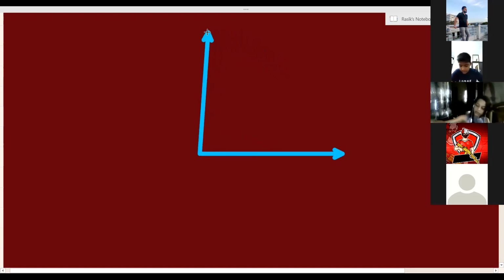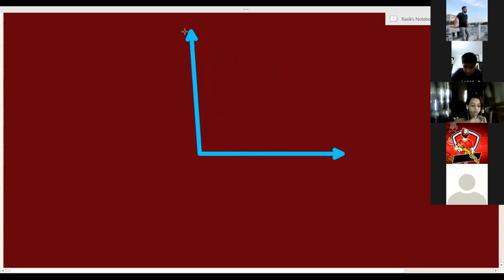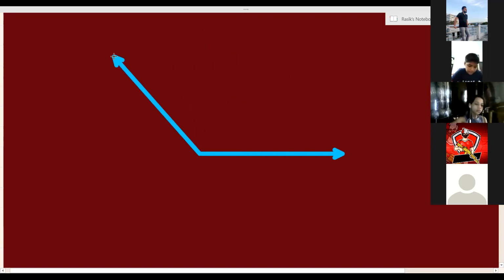And if you again come back to the 90 degree angle, and if you make an angle which is greater than 90, now this angle has become bigger than 90. So when you make an angle which is greater than 90, that angle will be known as, what do we call it? Obtuse angle. Very good.